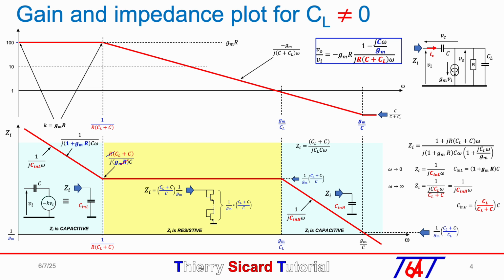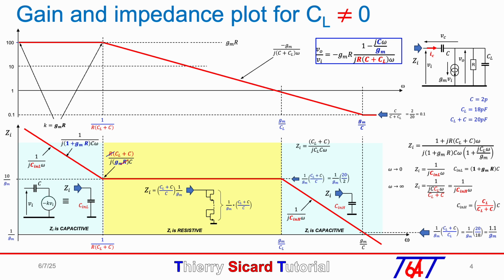If numerically we set C equal to 2 picofarad and CL to 18 picofarad, 1 over Gm times CL plus C over CL will be equal to 1.1 over Gm, slightly greater than 1 over Gm. The minimum gain will be 0.1 and the resistive impedance will be 10 times 1 over Gm. At the angular frequency Gm over CL, the gain will be 0.9.